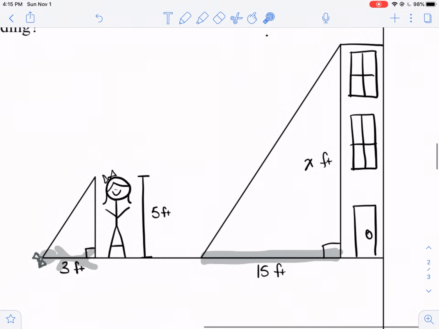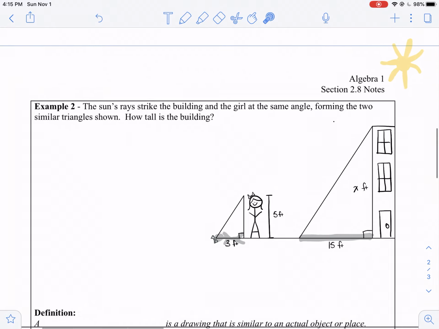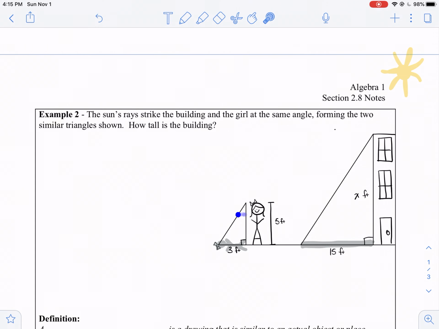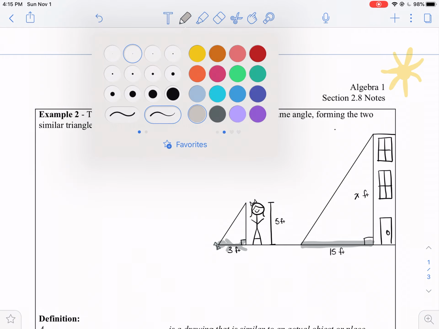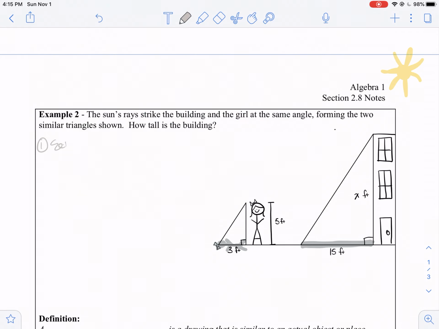So we can measure the girl's shadow is 3 feet long, and the building's shadow is 15 feet long. And we know that this girl is 5 feet tall. So she's either a tall girl or a short young woman. We'll go with girl, though, because that's fewer syllables. All right, they form similar triangles. So how tall is the building? Well, we need to set up a proportion. And then we're going to spell proportion correctly. Well, what do we know?